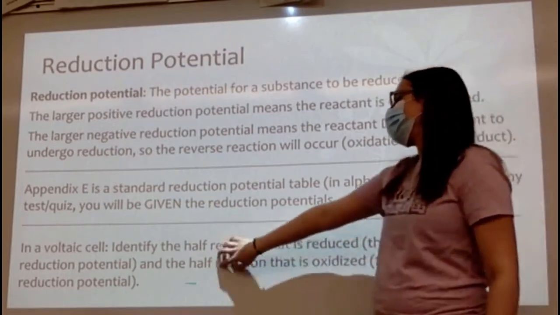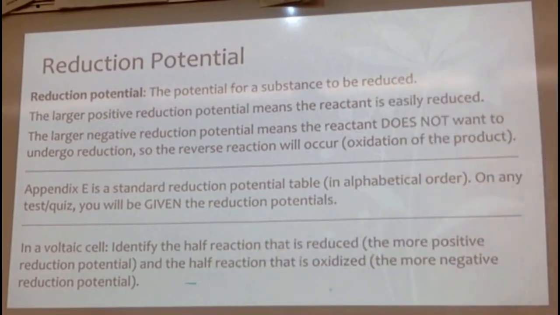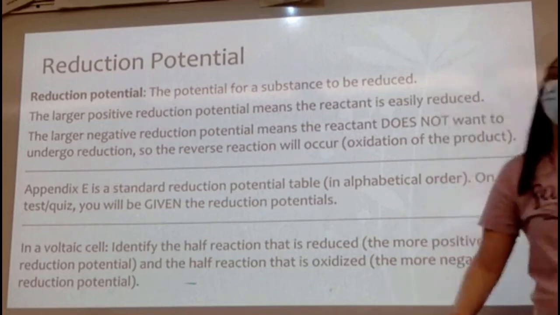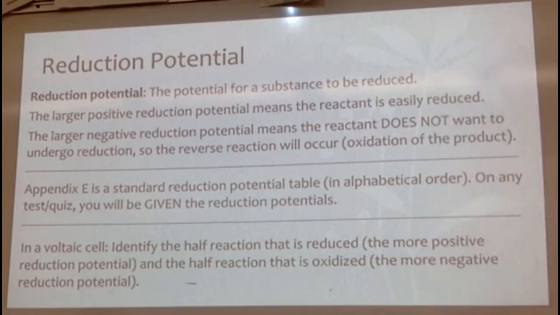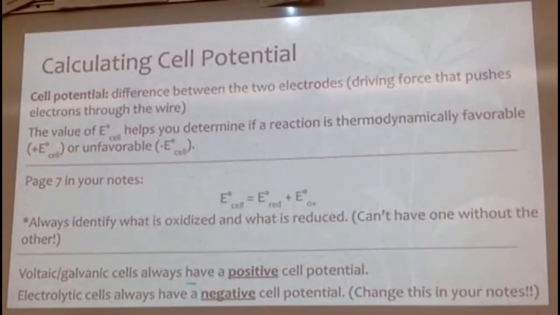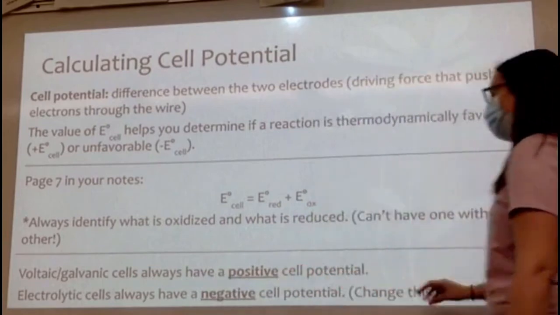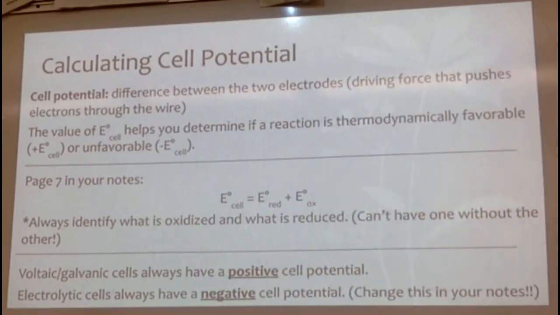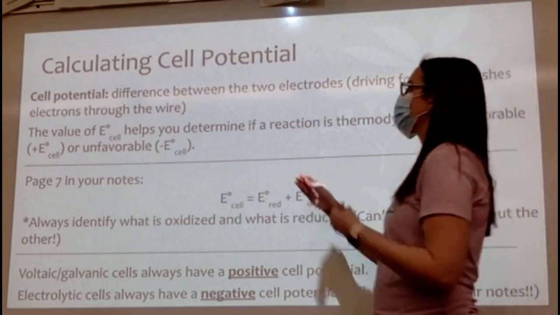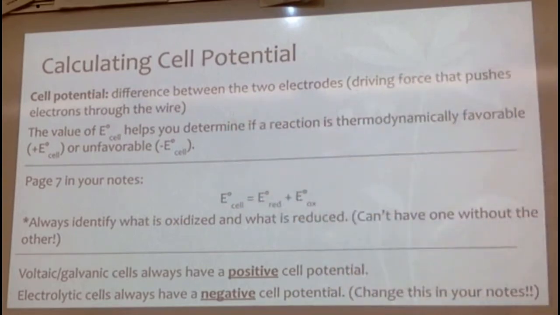In a voltaic cell, you always want to identify what is reduced and what is oxidized. What is reduced is whatever has the more positive reduction potential. The one that is oxidized is the one with the more negative reduction potential. The reason I say in a voltaic cell is because voltaic and galvanic cells always have a positive overall cell potential. The overall cell potential is the difference between the two electrodes. This is the driving force that pushes the electrons through the wire.